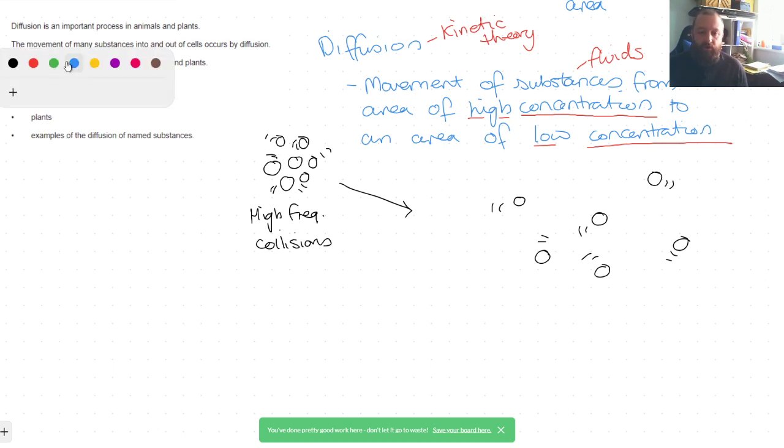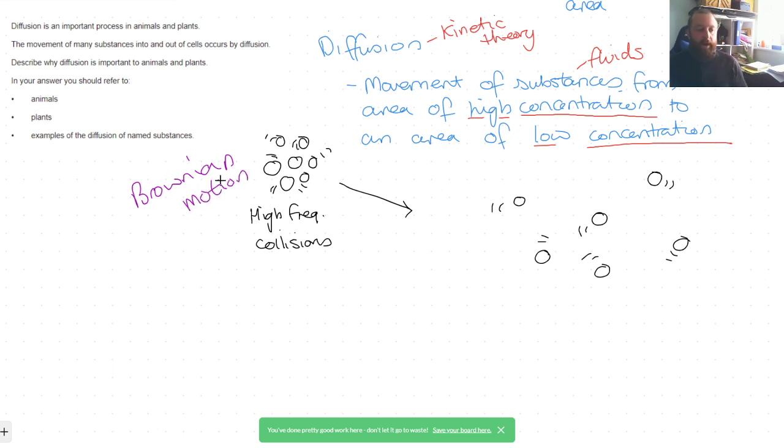A key word that I'm going to drop in here, and it just means the random movement of particles, is Brownian motion. If you look that up, it literally means the random movement of particles. So the closer those particles are together, the more frequent the collisions are going to be. Every time they collide, they're going to bounce off and move away from each other. And they're going to spread out until we have the lowest number of collisions we possibly can. And that happens with any fluid. It's going to happen with liquids. It's going to happen with gases.